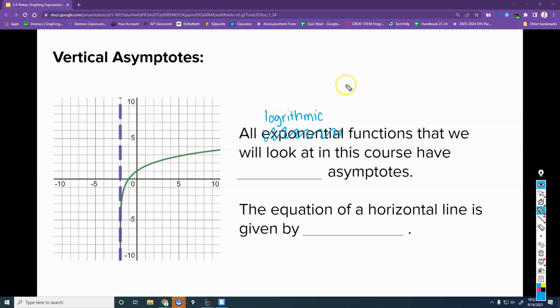All right, so all logarithmic functions that we will look at in this course have vertical asymptotes. What's the equation of a horizontal line? Gosh, I didn't change that either. Change that to vertical. I copied and pasted that and then didn't fix it. Let me fix that. The equation of a vertical line, what is it going to be? X equals a number.